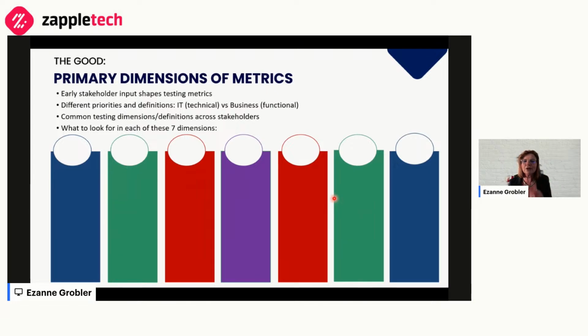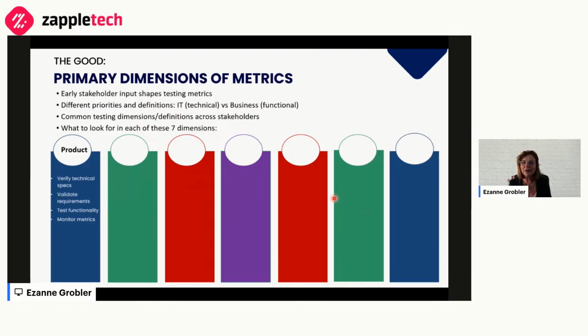So we definitely agree that early stakeholder inputs shape your testing metrics. We got to the realization that we've got different priorities and definitions. Definitely IT sees the world with a technical lens, whereas business sees the world with a functional lens. And as a result, we needed to pivot in order to understand these different dimensions, definitions and requirements from our stakeholders. And that's ultimately where we got to our 7 key stakeholder dimensions.